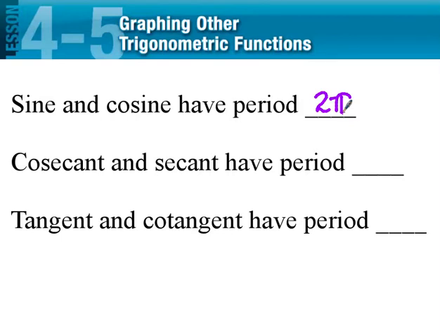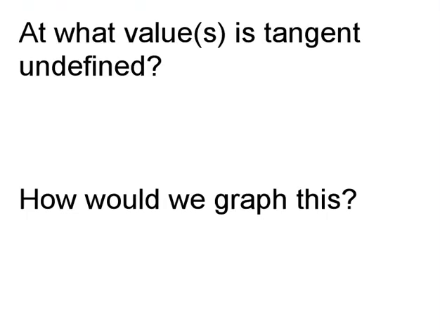Secant and cosecant are also going to have a period of 2 pi. Tangent and cotangent, on the other hand, are just going to have a period of pi. So they're going to be kind of the odd people out. So today we're going to focus on how you graph these four. Okay, so first of all, I need you to look at your blue sheet for me.